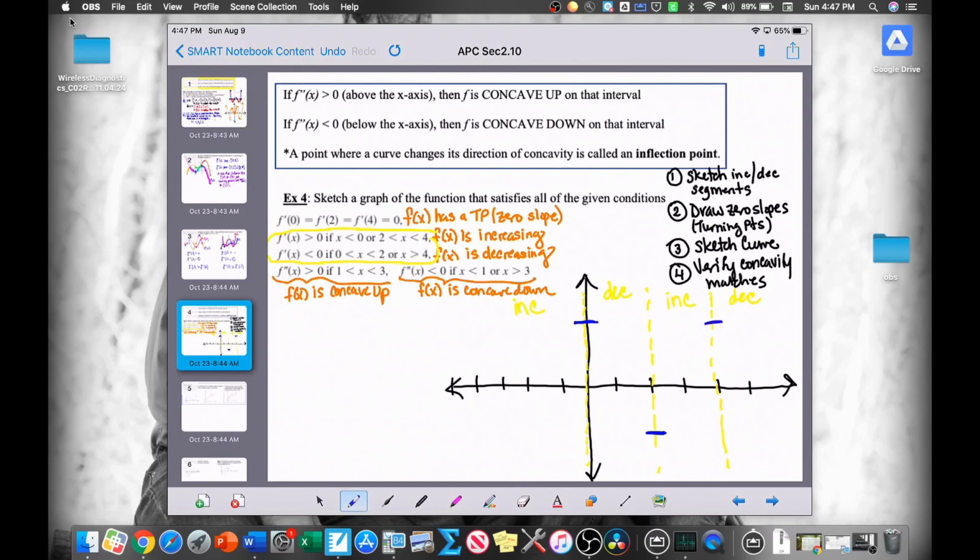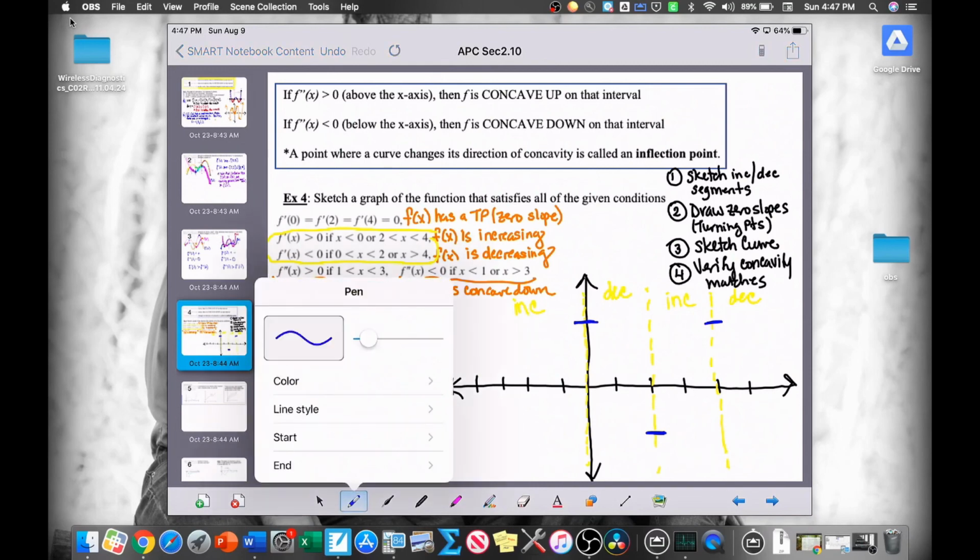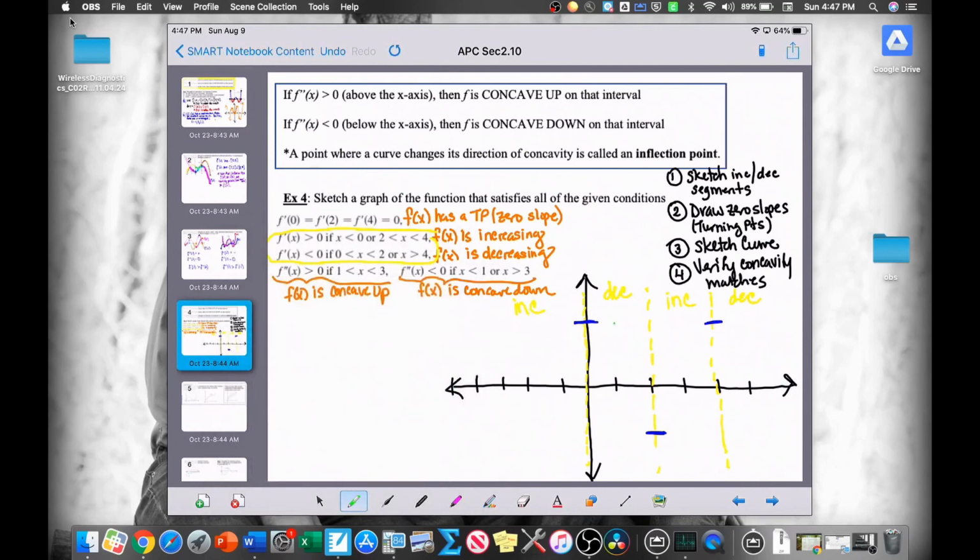Okay, so I've got my increasing and decreasing segments. I've drawn my zero slopes or turning points. And so now I need to sketch my curve, and then I can adjust it if I need to account for the concavity information that they gave me. Because I know that my concavity is changing at 1 and at 3. So that's where I need to have the inflection points as I draw my curve. If you'd like, you could put a little dash in here to show where our inflection points are going to lie, and that'll help us with the curvature of our graph as we draw it.